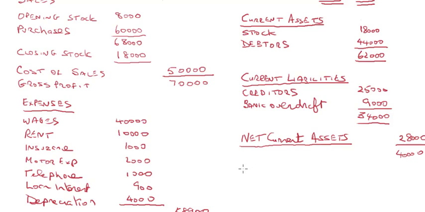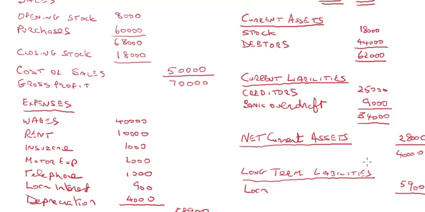The next figure we've got to put in are long-term liabilities. These are debts we don't have to pay for a few years, or most of them anyway. So what is our long-term liability? Well, I suppose it's the loan. Some of it we'll have to pay next year maybe, but the bulk of it we won't have to pay for maybe over the next few years. So that's 5,900. So that's a liability, so we're going to subtract that, and when we subtract it we get 34,100.